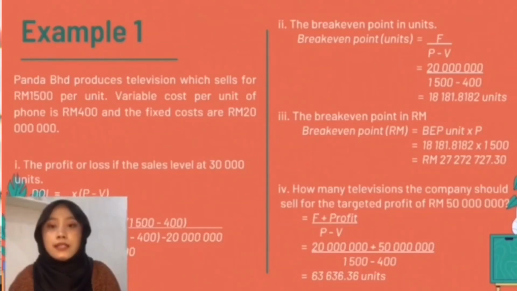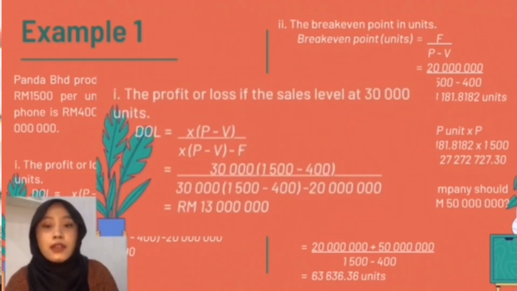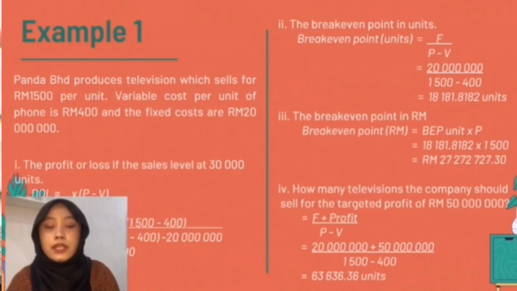Okay, let's look at example 1. The question is Bandar Berhad produces televisions which sell for 1,500 ringgit per unit. Variable cost per unit is 400 ringgit and the fixed costs are 20 million ringgit. First, we need to calculate the profit or loss if the sales level is 30,000 units using this formula, and you will get 13 million ringgit.